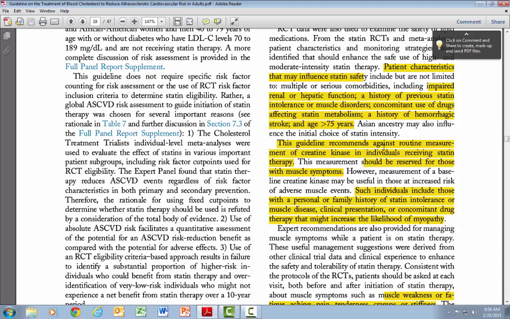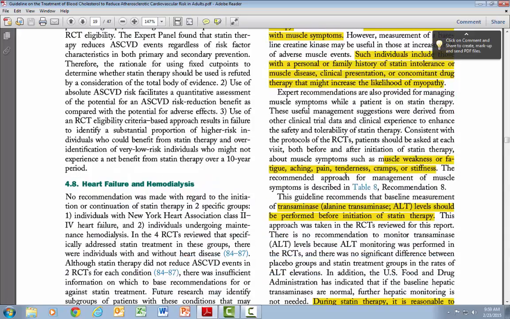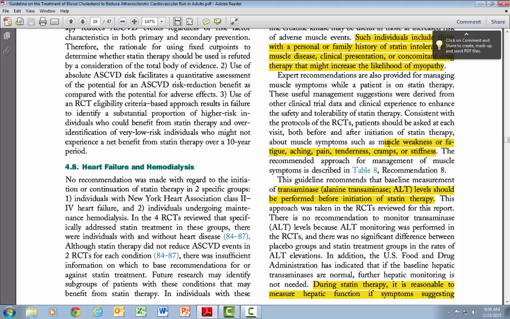This guideline recommends against routine measurement of CK or CPK unless the patient complains of myopathy. And that is basically suspected when the patient complains of muscle weakness, fatigue, aching, pain, tenderness, cramps, or stiffness.